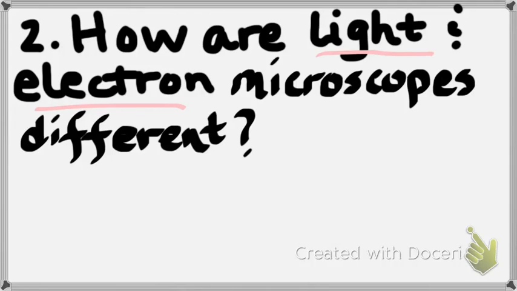Now, because the electrons never scatter, you get better images. Does light scatter? Yes. Just look up. You can see it scattering. Bounces around. Electrons don't scatter. They shoot straight. Okay? And because of that, you get sharper, clearer images. And because of that, we get higher magnifications.